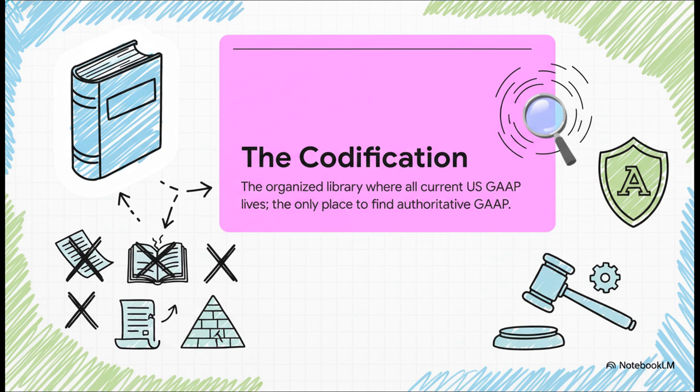The codification isn't just some helpful reference book. It is the absolute truth in GAAP. It's the only place to find authoritative GAAP. If you try to rely on an article or a textbook or even a firm guide to justify an accounting treatment without actually tracing it directly back to the codification, you are standing on incredibly thin ice.